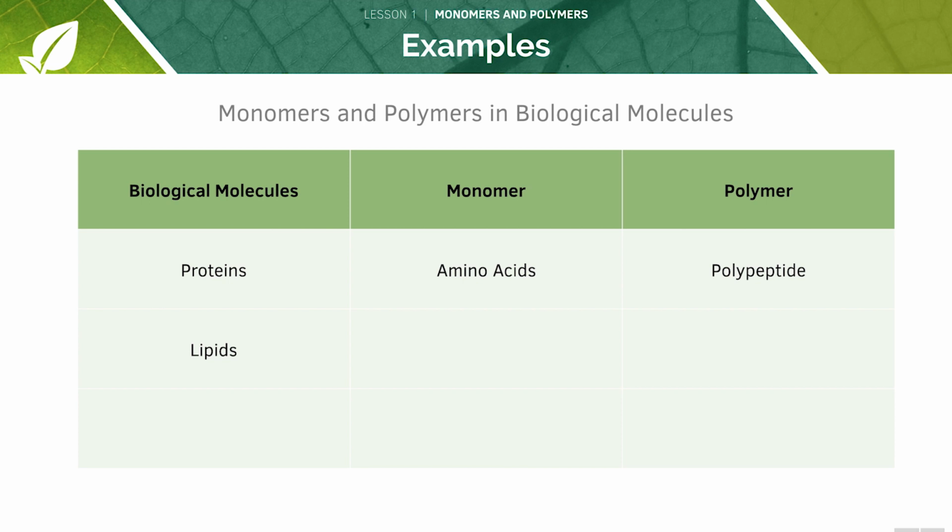Next, we will look at lipids. The monomers this is made up of are fatty acids and glycerol. They make up the polymer lipids. Finally, we will look at nucleic acids. These are made up of nucleotides. And the polymers they are made up of, they make up nucleic acids.